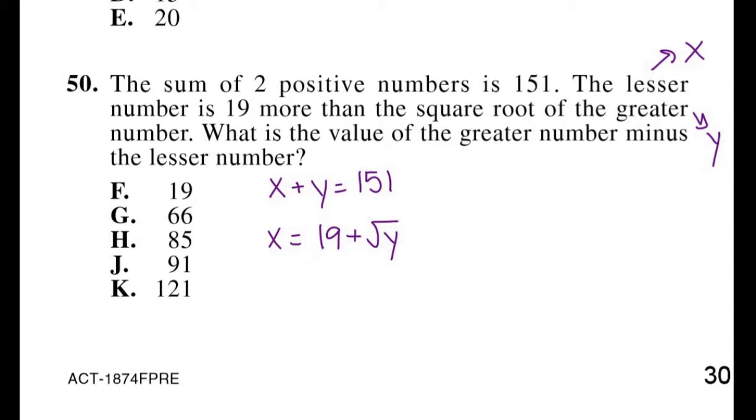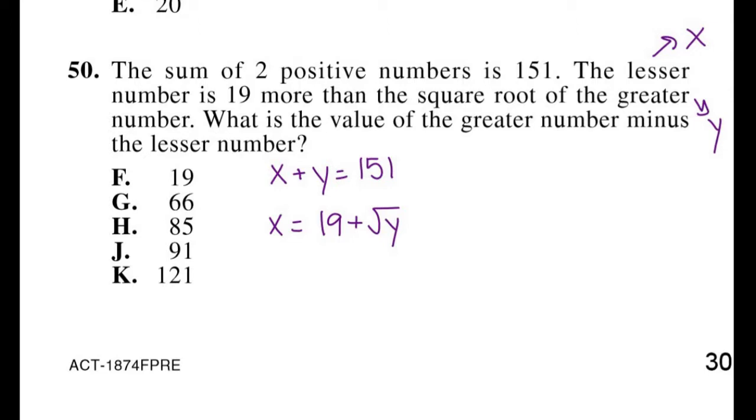We now have two equations. We can solve for one of these variables. So now we will solve for y. We'll subtract x from both sides. We get y is equal to 151 minus x. Now everywhere there's a y in this equation down below, we'll plug in 151 minus x. So we get x is equal to 19 plus the square root of 151 minus x.